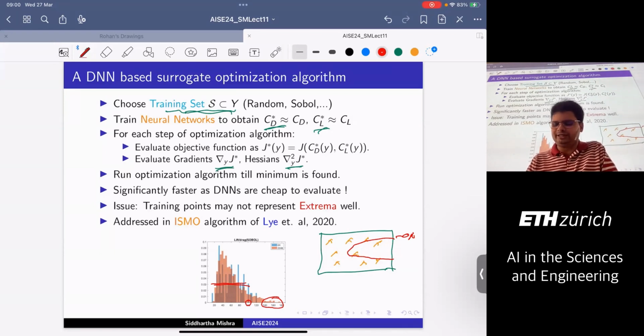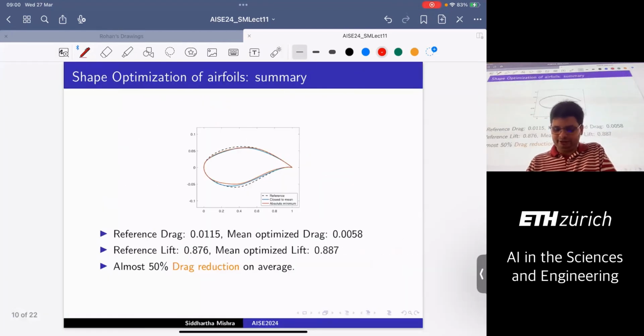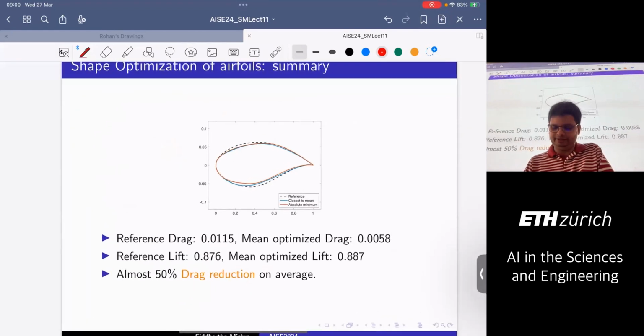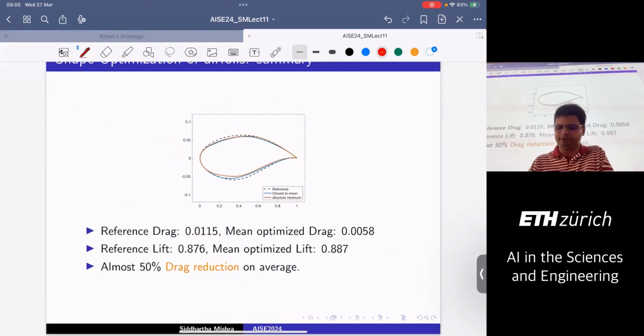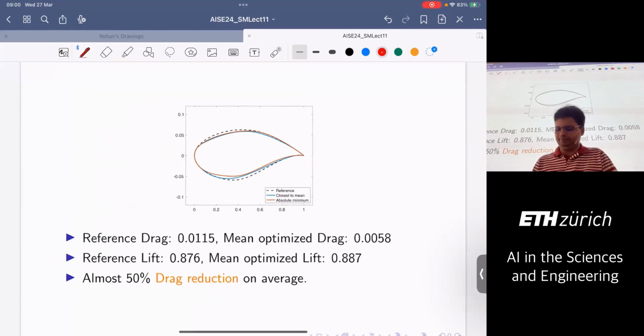But the point is, it's essentially based on having better training, adaptive, what are called active learning algorithms for this particular problem. And does that work? The answer is yes, at least in this particular case. There are some other examples in the paper, but this one is very interesting.